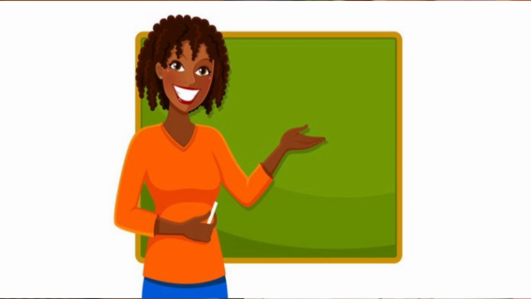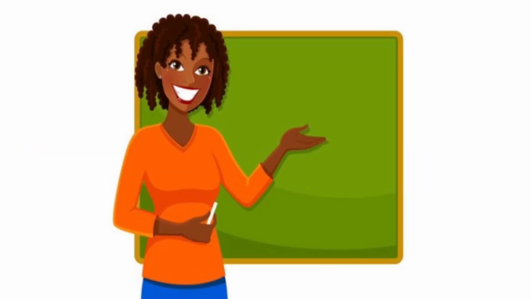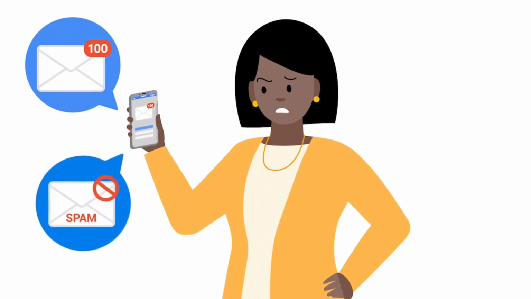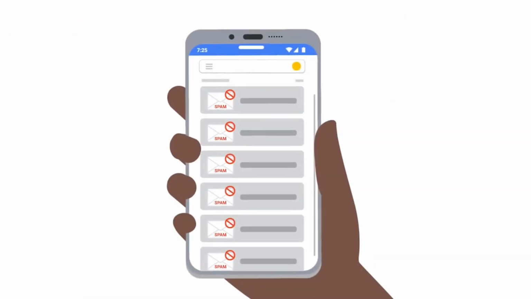First, most importantly, email marketing is not spam. Spam, also known as junk mail, refers to any unwanted emails sent out in bulk to a mass recipient list. These are the emails that land in your inbox even though you never signed up for them. Spammers might make claims that are too good to be true or send the same content to everyone on their list, regardless of their interests. And they'll often send so many emails that they end up annoying potential customers.